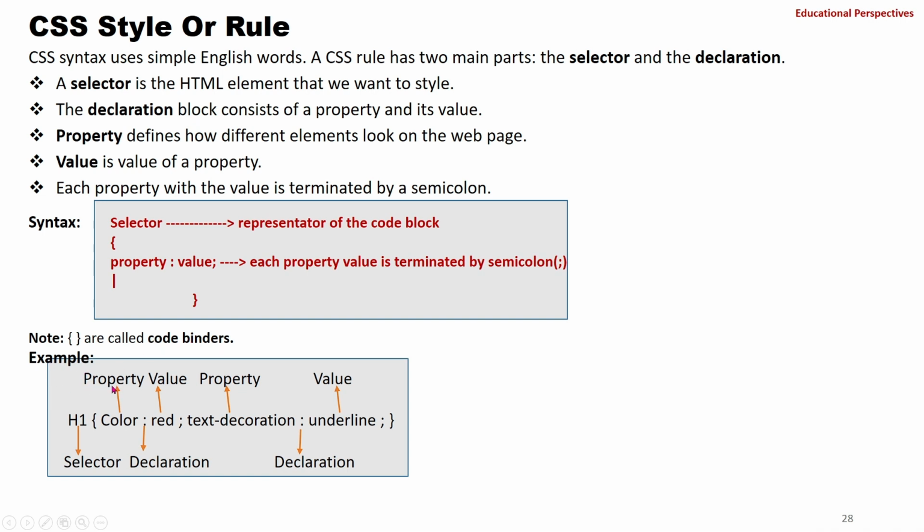You can see the example as h1. H1 is the selector, that is the HTML tag. Then the property is color and the value is red. Then I have separated it with a semicolon. Then the other property, text decoration, again with the colon we have given the value underline, and then again a semicolon, and it is bound within curly brackets.